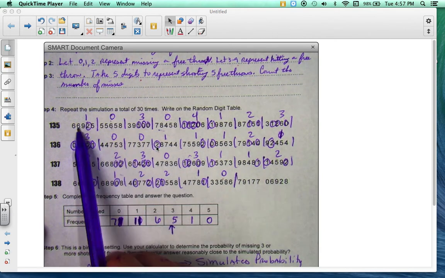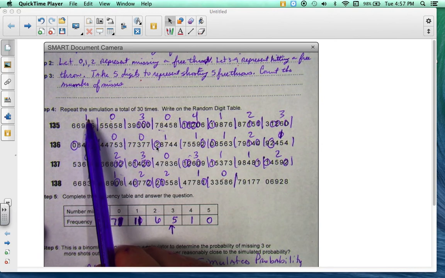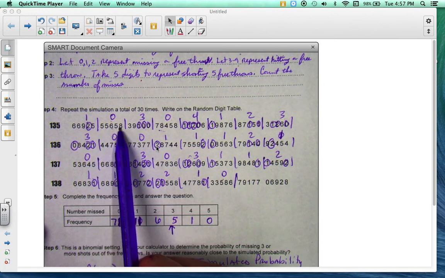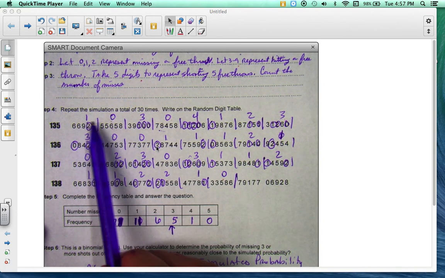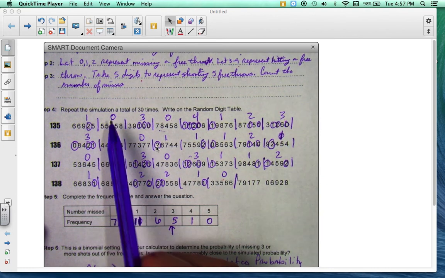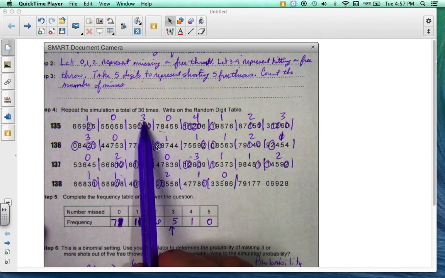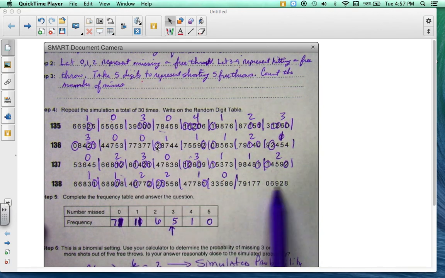Now, in this case, in this first 5, there was a 2. That means out of these 5 free throws, he made 1. Out of these 5 free throws, he missed 1. And here he missed 0. In this simulation, out of these 5 free throws, he missed 3. So once you've gone through all 30, notice I didn't use all of them. So 30 stops here.